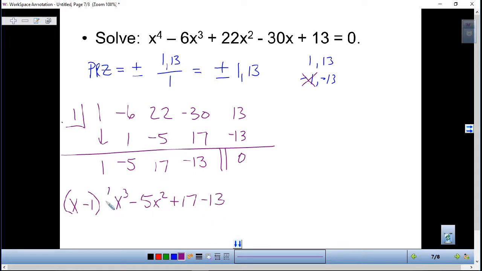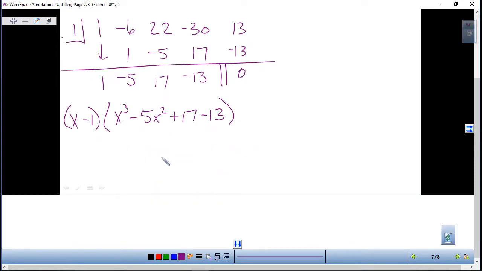minus 13. All right, now I'm still not down to a quadratic, so I'm going to have to do something else here. And what I'm going to do is just do the same thing over again. I'm going to take just this polynomial, and I'm going to list its PRZs. And guess what? They're going to be exactly the same. So plus or minus 1 and 13.